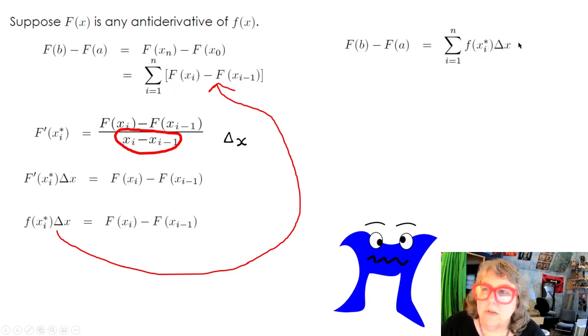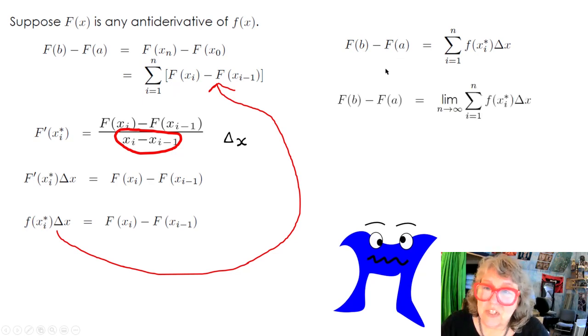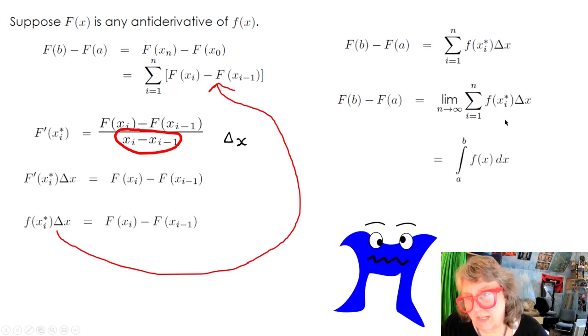Now I'm going to take the limit of both sides. I'm going to take the limit as n goes to infinity. Now on the left side, there are no n's there. So as n goes to infinity, these don't matter. They're just going to stay big F of b minus big F of a. On the right, I have the limit as n goes to infinity, which we know is the integral. So that's the big deal.